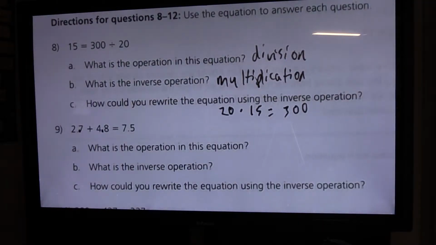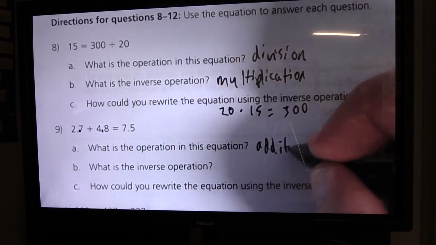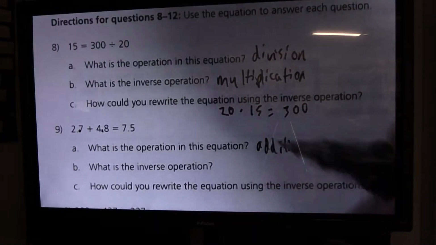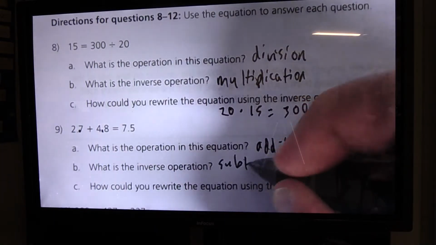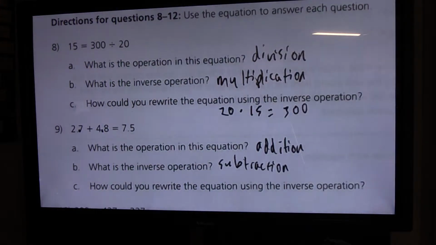What is the operation in this equation? Our operation, I see some hands up. What do you think, Morgan? Addition. So we'll write down addition. If multiplication is the inverse of division, what do you think is the inverse of addition, Kiara? Subtraction. Now, when it says C, how could you rewrite the equation using the inverse operation? We're going to have to rewrite it in such a way that we have subtraction going on.